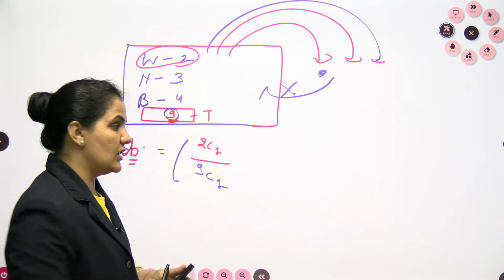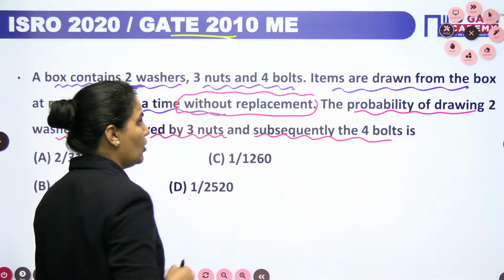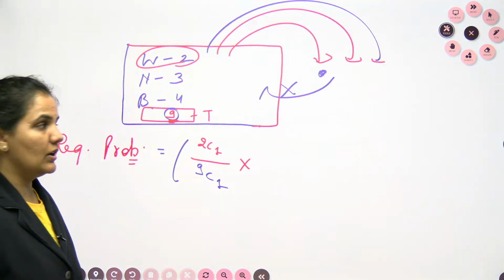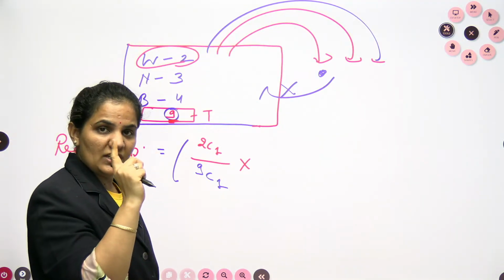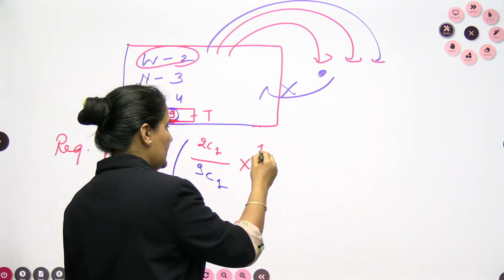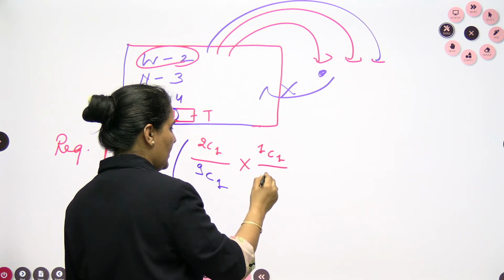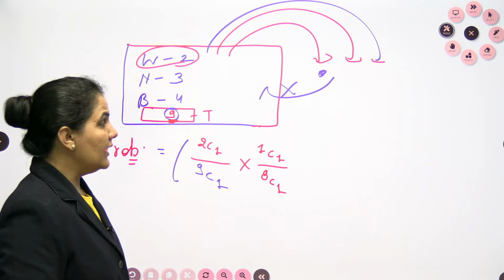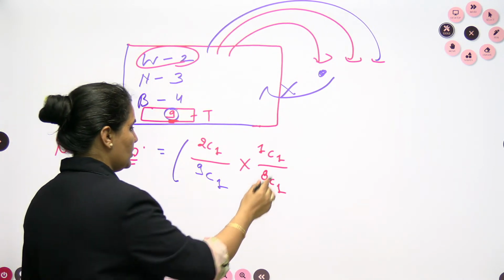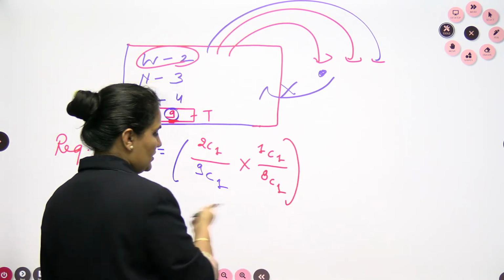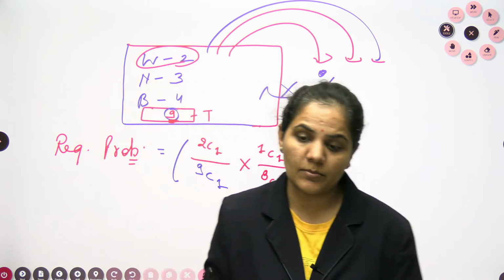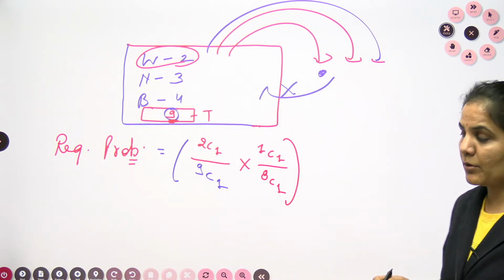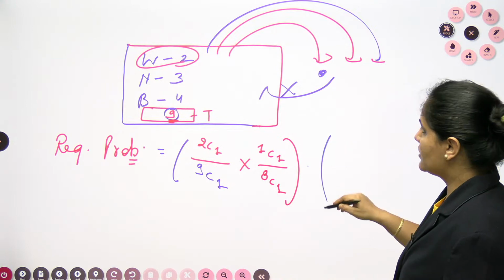I need two washers, so one washer I already drew. Now in the box I am having only one washer remaining, so among the remaining one I will go for 1C1 by, in the box now we are having 8 items, so it will be 8C1. Okay, so this is showing the probability of washers.